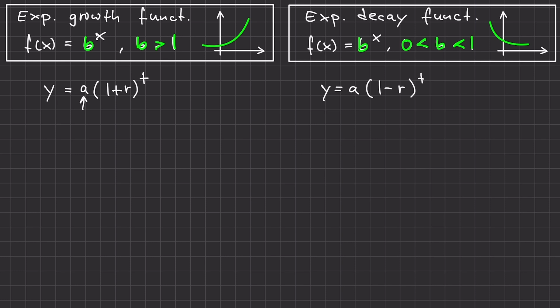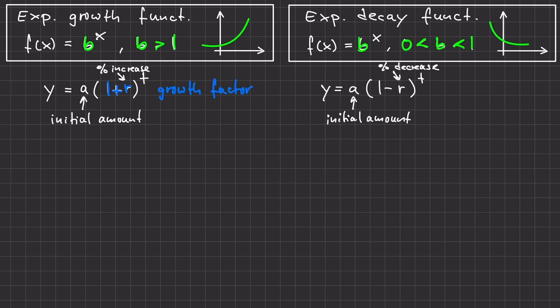Note that a is the initial amount, and r is the percent increase or percent decrease, written as a decimal. 1 plus r is the growth factor, and 1 minus r is the decay factor. Let's look at two examples to make this clear.